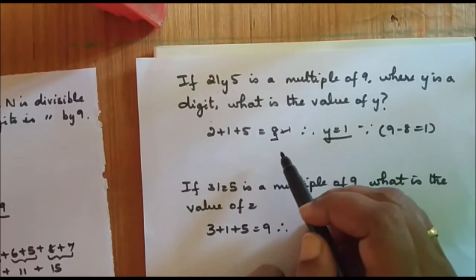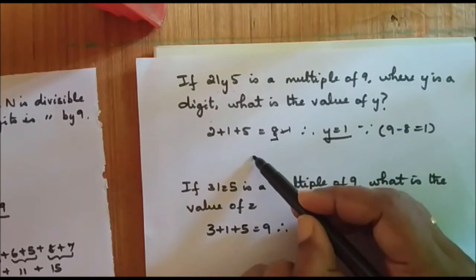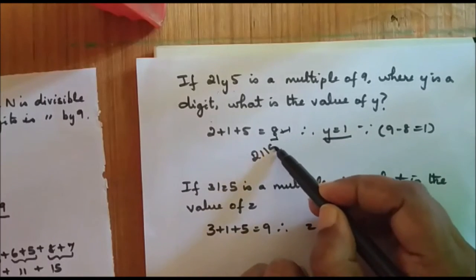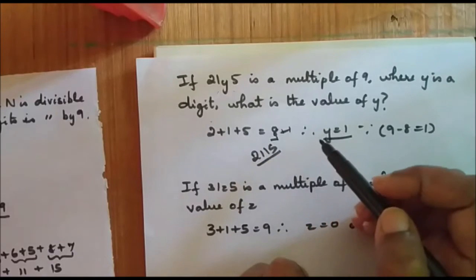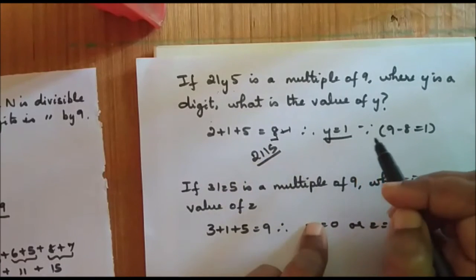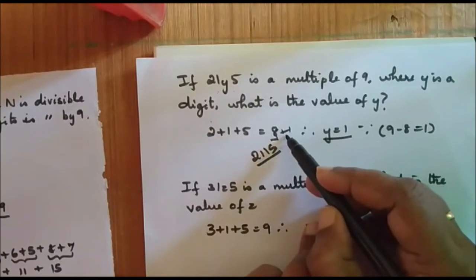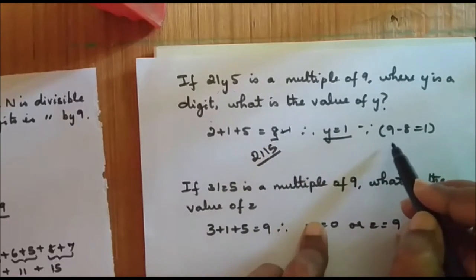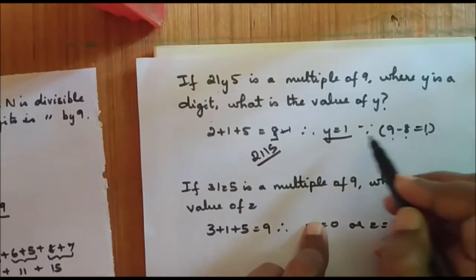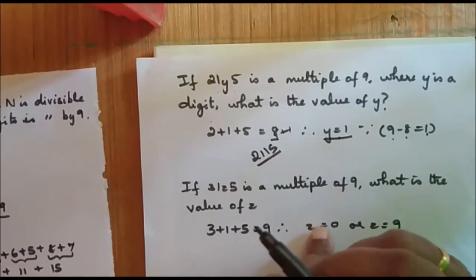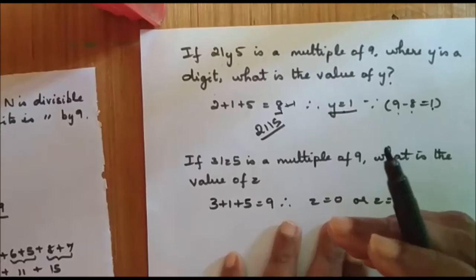I hope you get it. If I add 1, that is 2115, that is the given number. Okay. y equals 1. Because the multiple nearest to 8 is 9. So 9 minus 8 equals 1. Therefore, y is equal to 1. I hope you understood this.